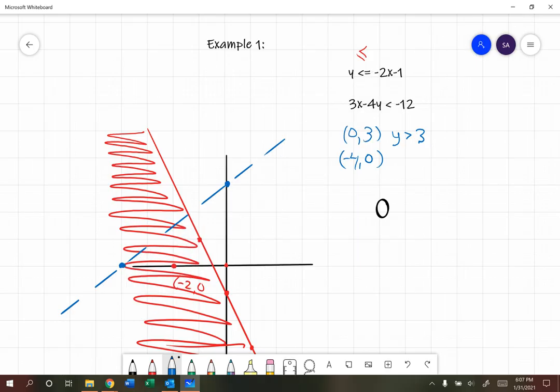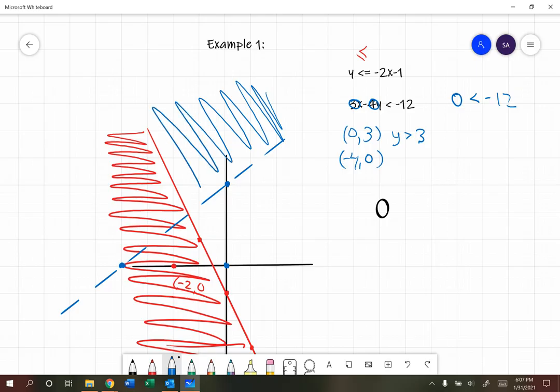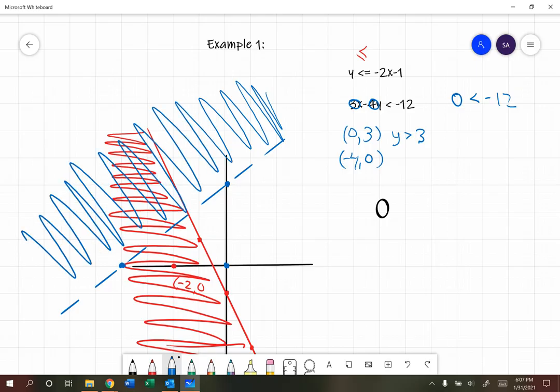And then I'm again going to check a solution. So if I wanted to check this 0, 0 again to decide if I want that upper portion or the lower portion, I would say, well, if I put a 0 in for this and a 0 in for this, is 0 less than negative 12? No, that's not true. So this time I'm going to be shading this portion right here.